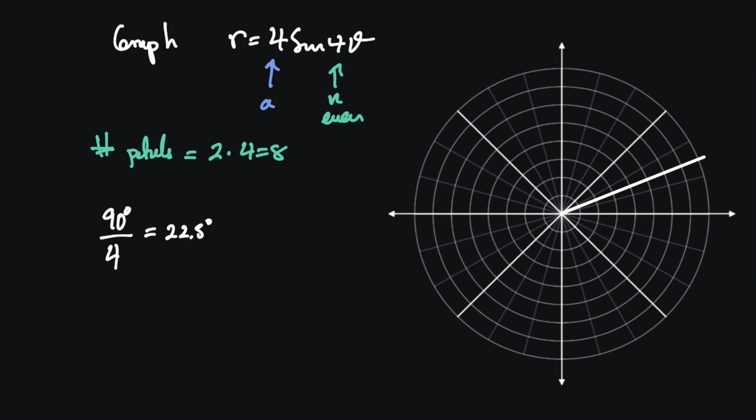All right. So this is 22.5 degrees, right? So how are we going to know how far they're going to be from one another? If you take 360 degrees, we're going to spread the leaves evenly. So we know we have 8, so we're going to divide by 8. 360 divided by 8 will be 45 degrees. So if you add 45 degrees to that 22.5, you know where the other one is going to start.